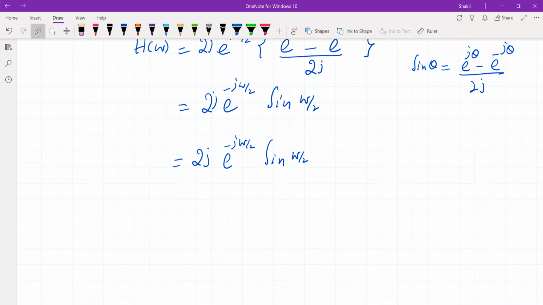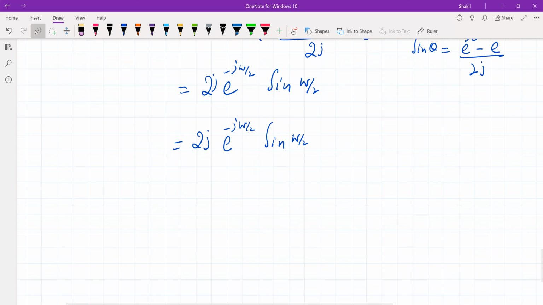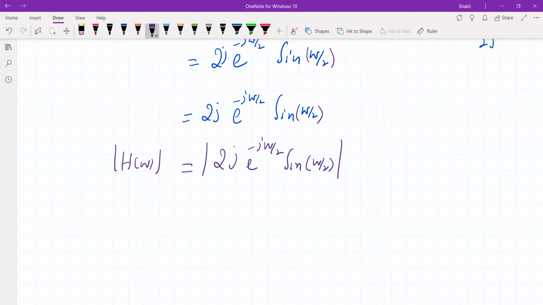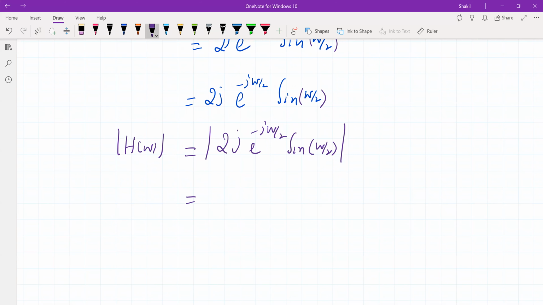This has both phase as well as magnitude. Now let's see the magnitude here. What will be the magnitude of this? Taking mod on both sides, so this is 2j e raised to minus j omega by 2 sine omega by 2. Again using the property that mod of AB is the same as mod A, mod B, this will be mod of 2j e raised to minus j omega by 2.